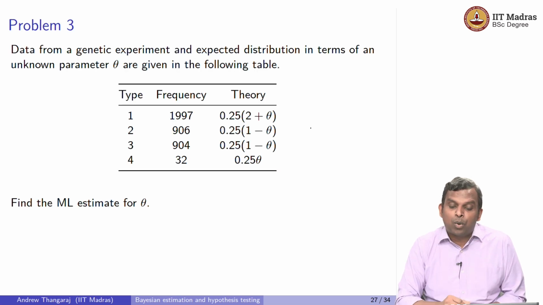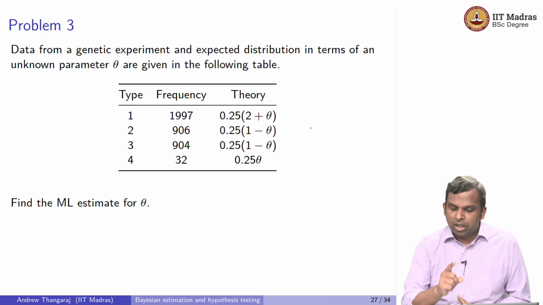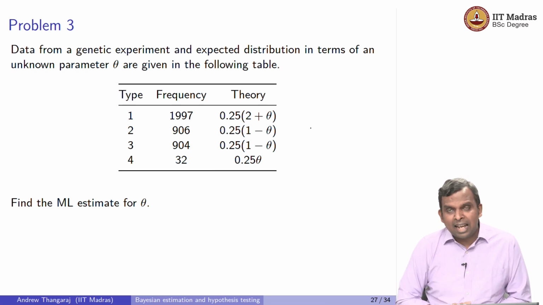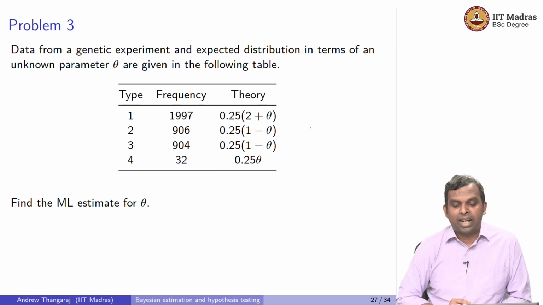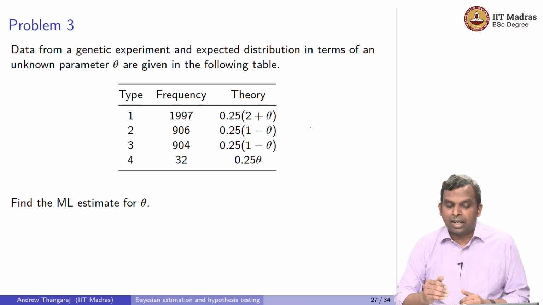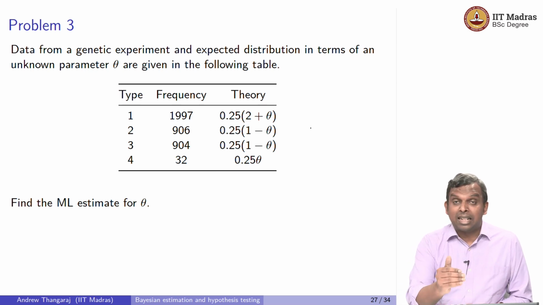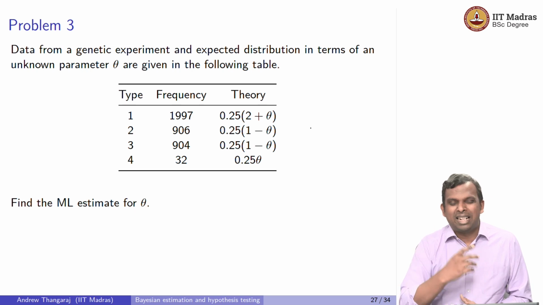The last example I wanted to do was a discrete distribution. So here also you will get an interesting thing. In this case, we again have a frequency table, but the distribution is not continuous or anything like that. It's a discrete distribution, and we have to find the ML estimate for theta. Once again, how do you read this data? It's a discrete random variable. It's from a genetic experiment, goes back a few years.